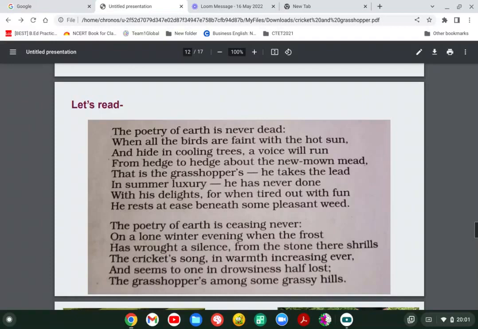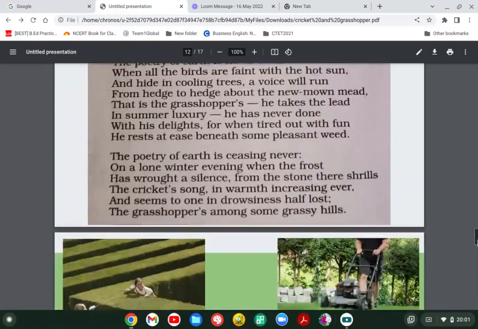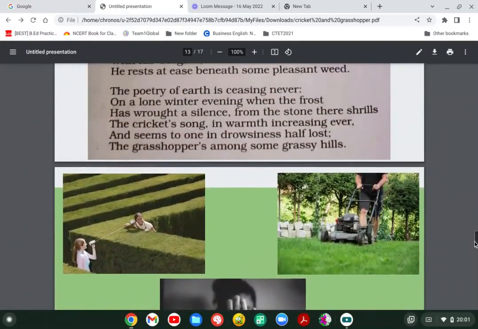Right class, you have to tell me what the different words are. Faint is a word, then there is hedge, very good. Then there are need, luxury, delight, weed. Okay, starting with the first one, that is hedge. Hedge basically is a fence, a boundary that has been created with grass.